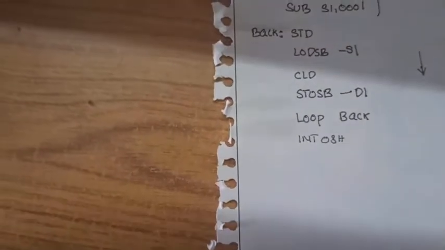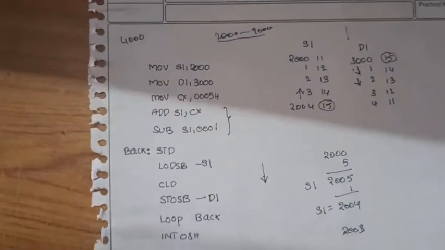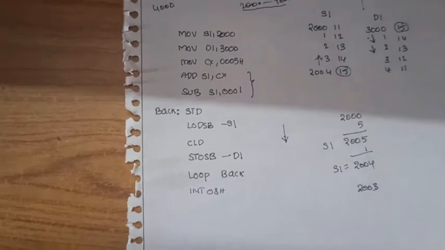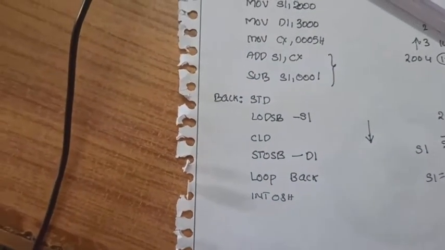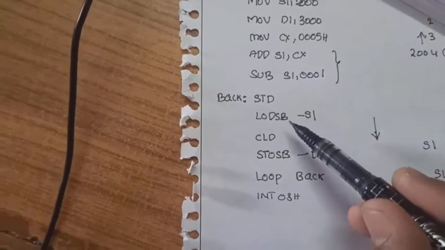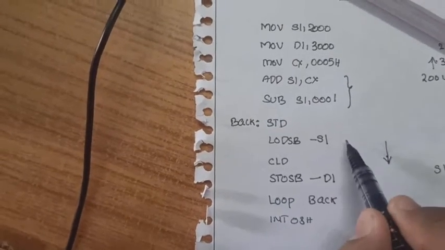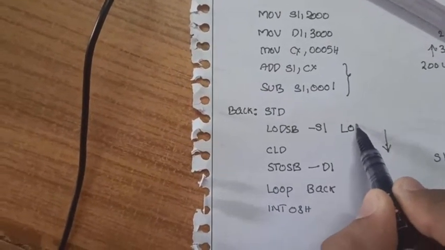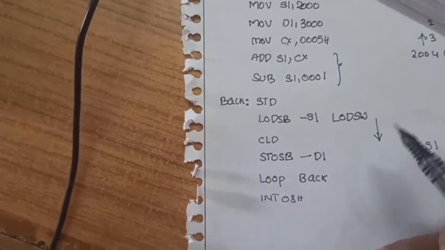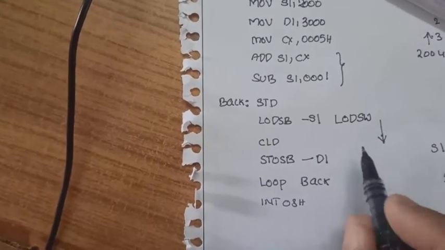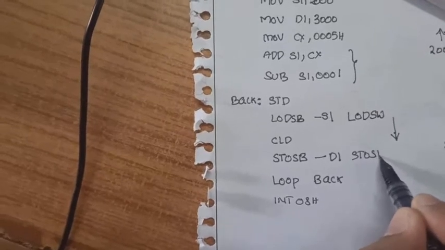Now one more example: we are reversing word data instead of byte data. If you want to go for words, a simple change is needed in this program. Wherever we have used bytes, you can change it to words. For example, load string byte can be written as load string word, and store string byte can be written as store string word.